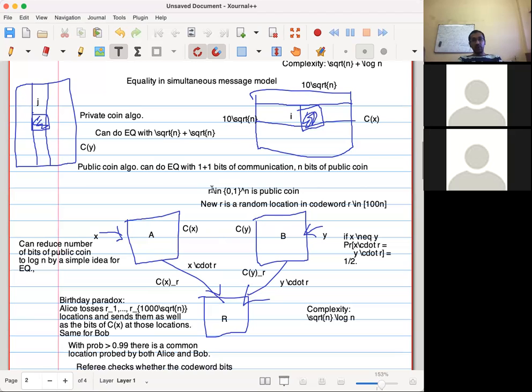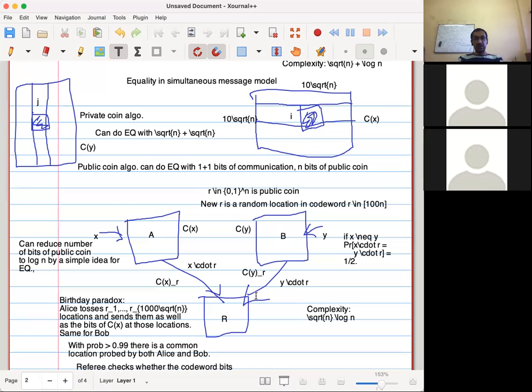Instead of one public coin R, we have R1, R2, ..., Rt. Each one is a bit string of length n. Each Ri is chosen uniformly and independently of the others. And then the message becomes t bits long. So the message will be x dot R1, x dot R2, x dot R3, and so on. Similarly for Bob. And the referee will answer equal if and only if all the message bits coming from Alice equal the corresponding message bits coming from Bob.